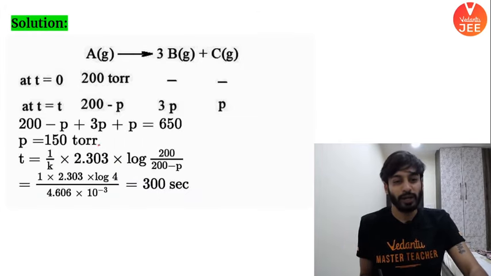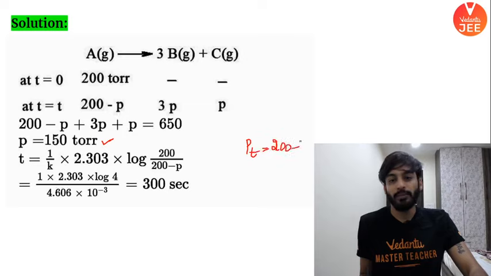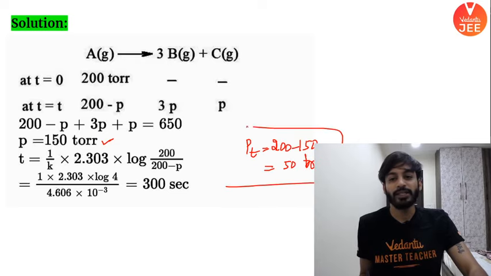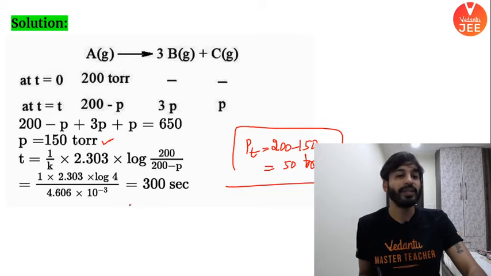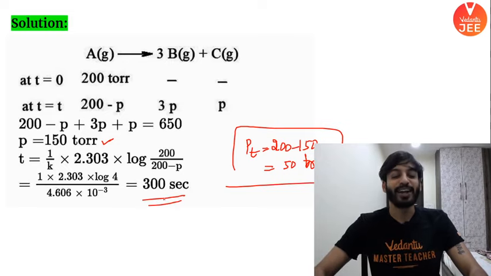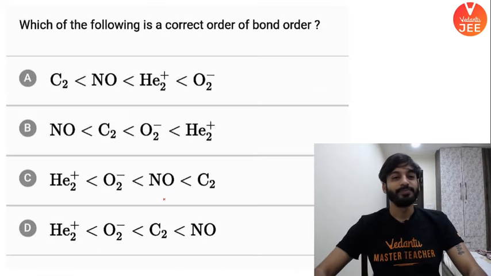Check this out. You'll get 150 torr. From 150 torr, it means P will become what? 200 minus 150. This will become 50 torr. Using this, you'll get the answer. The answer is coming as 300 seconds. How amazing this question is. Alright, moving on.